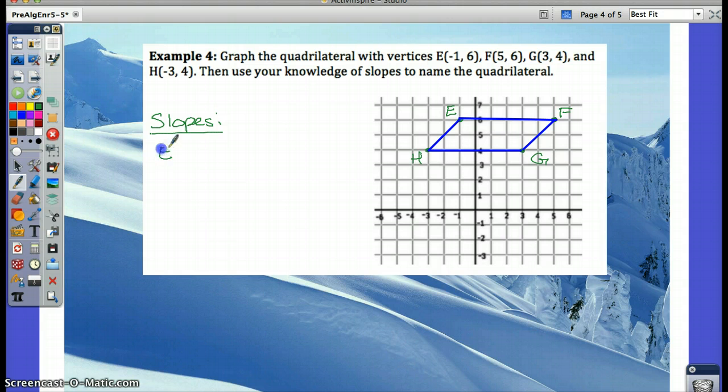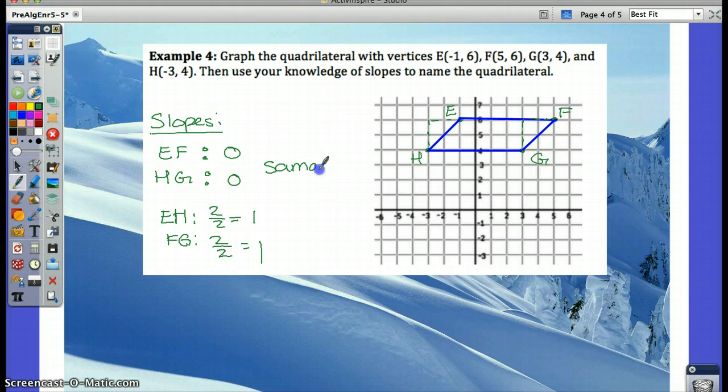What's the slope of EF and HG? Well, EF and HG are both horizontal lines, so their slope is 0. What's the slope of EH and FG? Up 2, run 2, 2 over 2, which is really 1. Same thing over here, up 2, run 2, 2 divided by 2, which can be reduced to 1 or 1 over 1. So these have the same slopes.